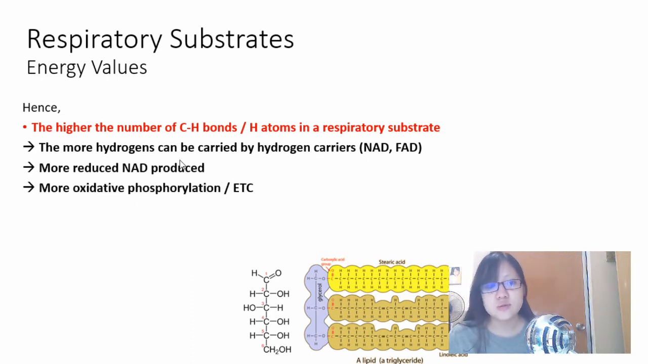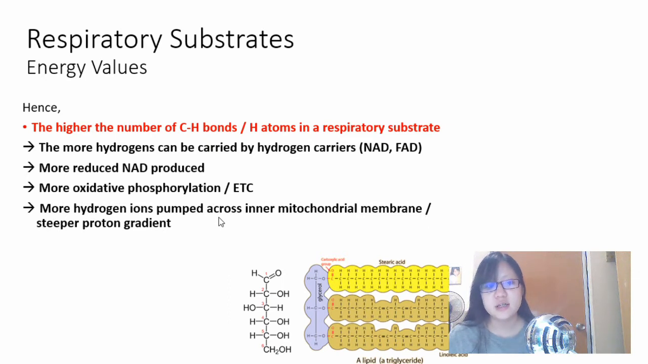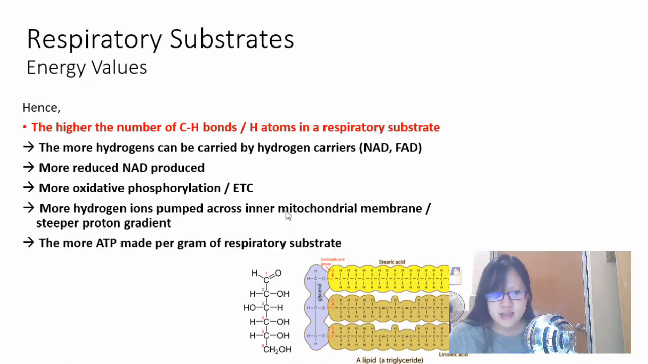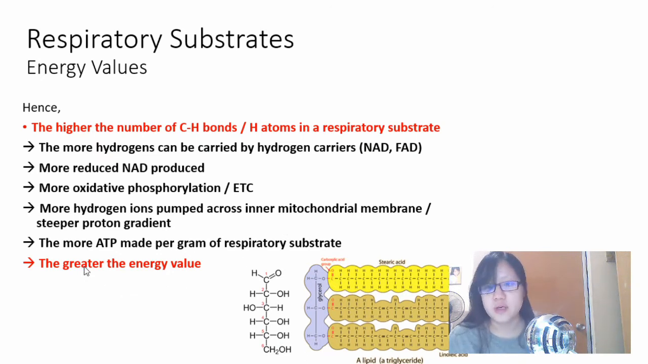And if that is true, then there will be more oxidative phosphorylation, more hydrogens pumped across the inner mitochondrial membrane, and therefore there will be a steeper proton gradient, resulting in more ATP made per gram of respiratory substrate, and therefore the energy value of the respiratory substrate will be greater. So remember, the ones in red especially, the higher the number of carbon-hydrogen bonds per unit mass, the greater the energy value. Now at a glance, you can look at this hexose molecule right here and this triglyceride right here.